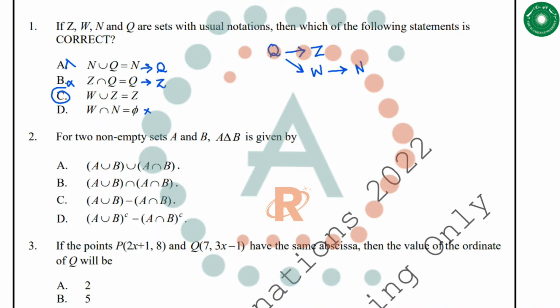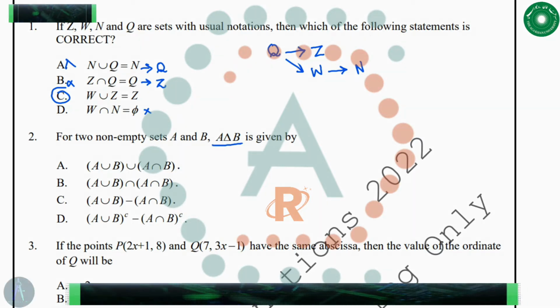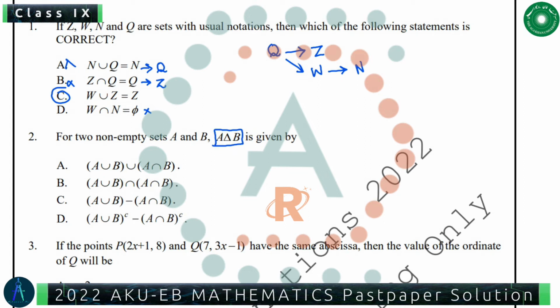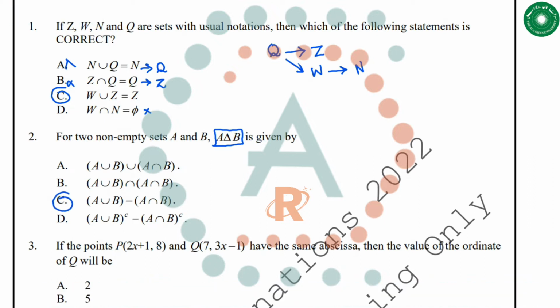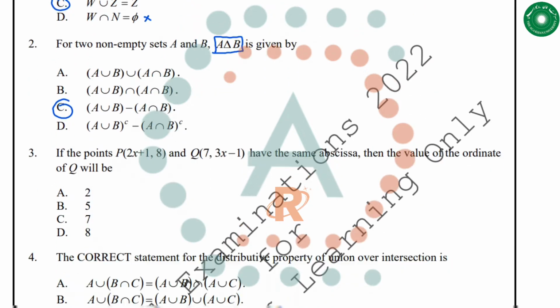Now let's see question number 2. For two non-empty sets, A delta B, that is the symmetric difference, is given by A union B minus A intersection B. So option C in this question is the right answer.